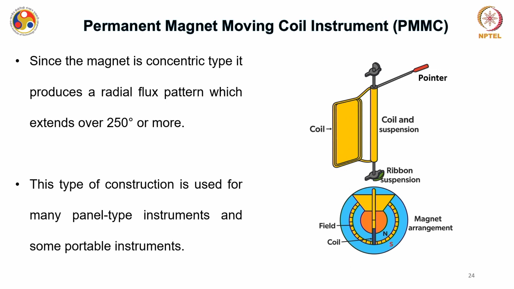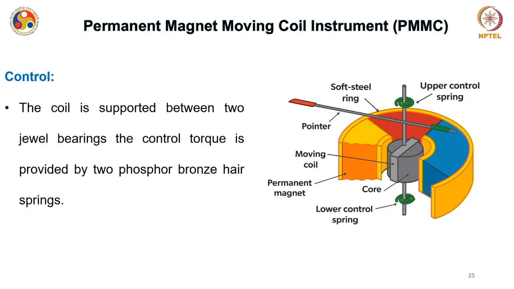This type of construction is used for several panel type instruments, and you can even find it in smaller portable instruments. This is a simple magnetic system modification that PMMC tools have gone through over the years. However, the basic U type that you have seen is what is universally accepted. So, this is about the magnetic system of the PMMC tools.